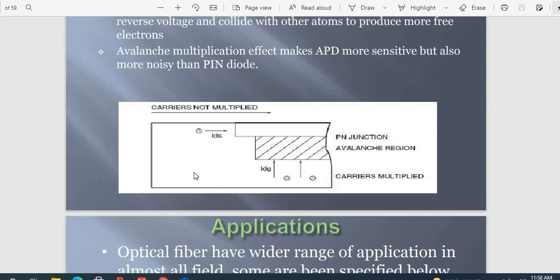So when compared to the PIN diode, the avalanche photodiode uses multiplication effects which make it more sensitive. Because of that reason, this is also useful in our diode applications, right? So this is about our avalanche multiplication effect that makes the APD more sensitive.